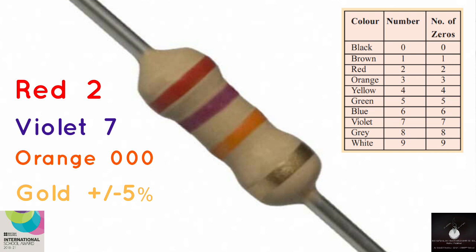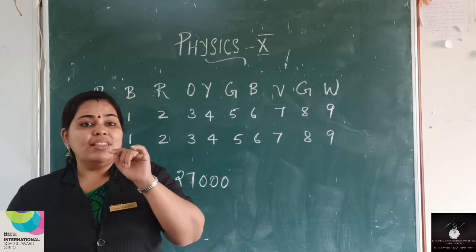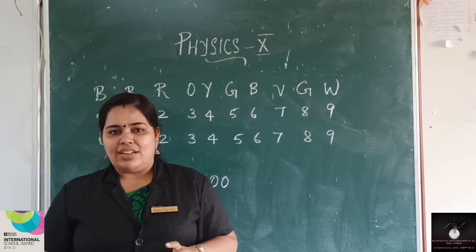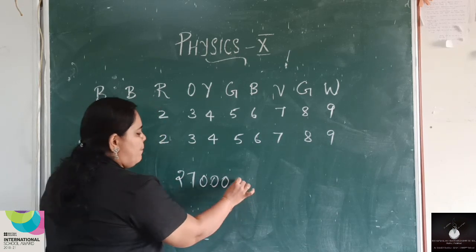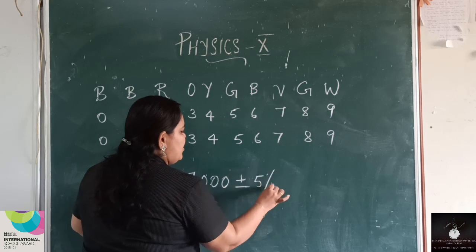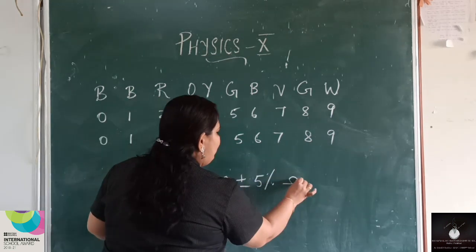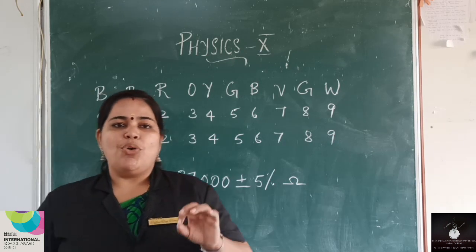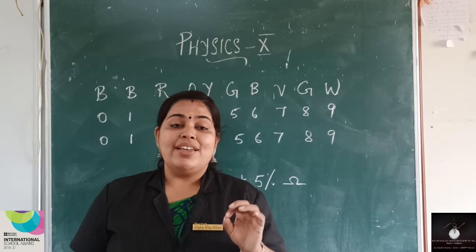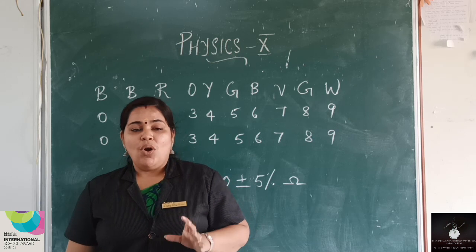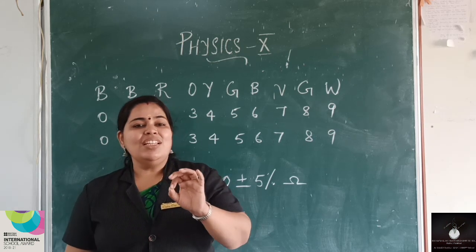If it is silver, you have to write plus or minus 10%. For gold, it is plus or minus 5%. And if there is no color, it will be plus or minus 20%. So in this figure, you have a golden color, isn't it? So you have to write plus or minus 5%. So the value of this resistor is 27,000 ohm, or 27 kilo ohm.